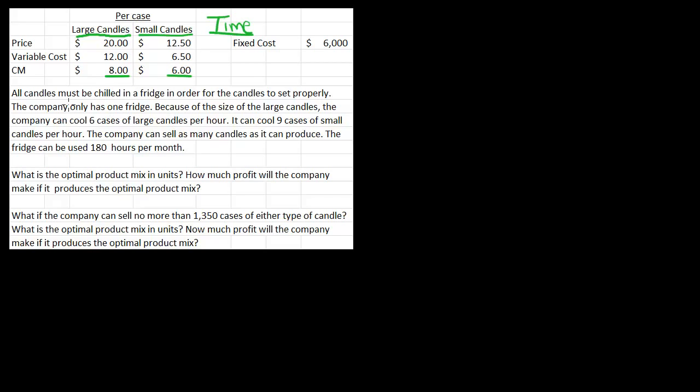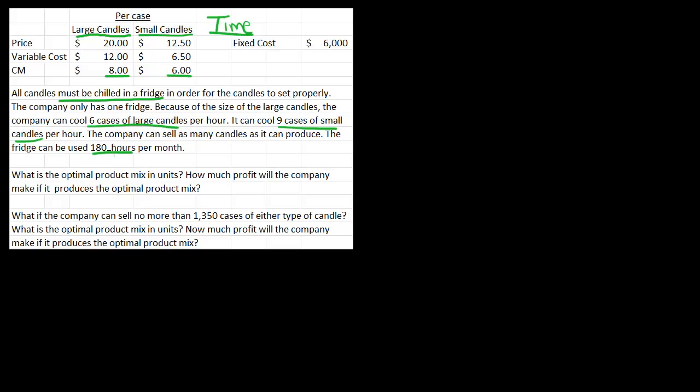It says all candles must be chilled in the fridge. So we have this fridge here in order for the candles to set properly. The company only has one fridge. Oh, that sounds like a constraint. Because of the size of the large candles, the company can cool 6 cases of large candles per hour, and it can cool 9 cases of small candles per hour. The company can sell as many candles as it can produce. The fridge can be used 180 hours per month. So we only have 180 hours, and both of these types of candles need to go into that fridge.